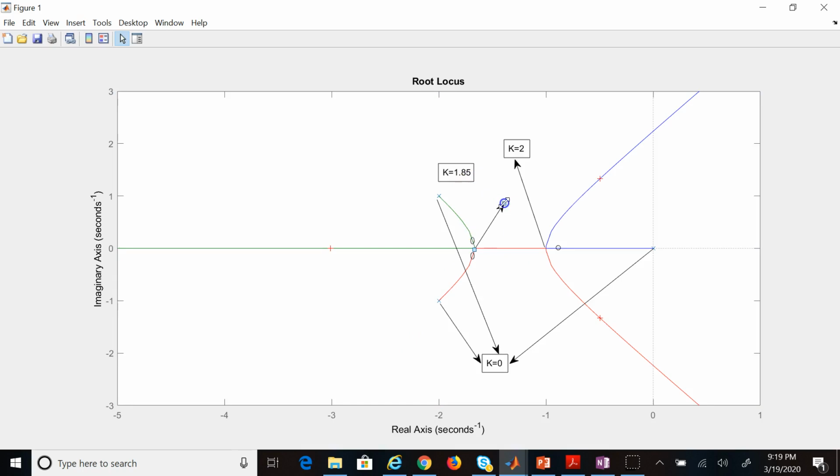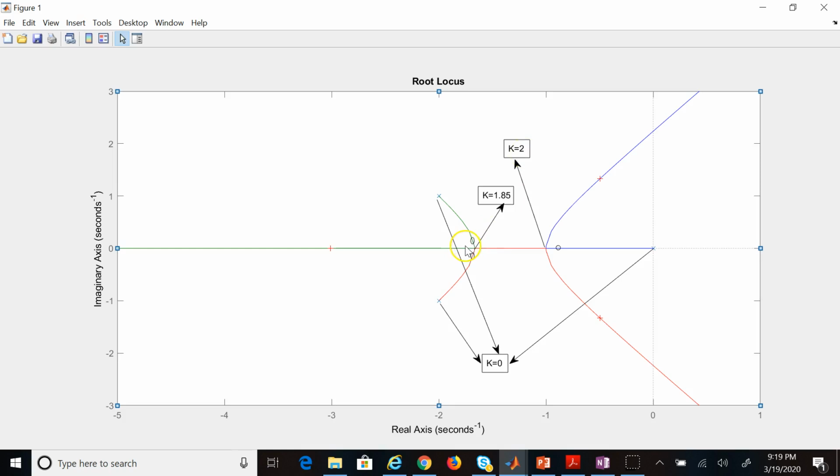Let me move this away so that you can see better. So these three poles are for a K a little less than 1.85. Still, one of them is decaying, the two others are showing oscillations, so the system is still underdamped. Now, when K is between 1.85 and 2, what happens?